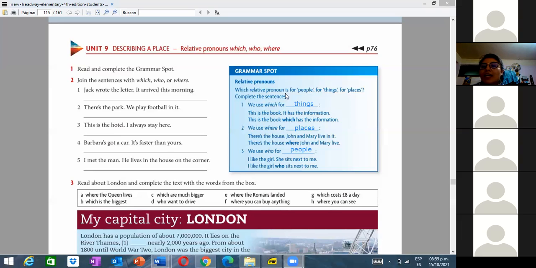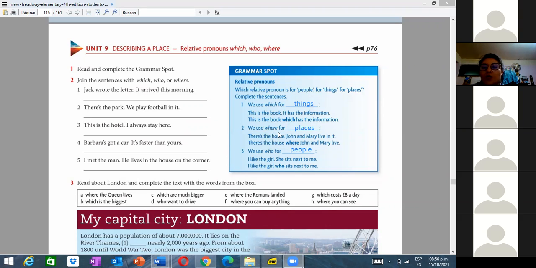Ok, entonces, ¿cómo determino qué relative pronoun debo usar? Tienen que estar atentos a lo que se está diciendo en la primera oración. This is the book. Ok, ¿de qué estamos hablando? Del libro. ¿Qué es el libro? Un objeto. Para los objetos yo uso el relative pronoun which, ¿cierto? This is the book which has the information. Este es el libro, el cual tiene la información, el cual contiene la información. Right? Let's have a look at next.